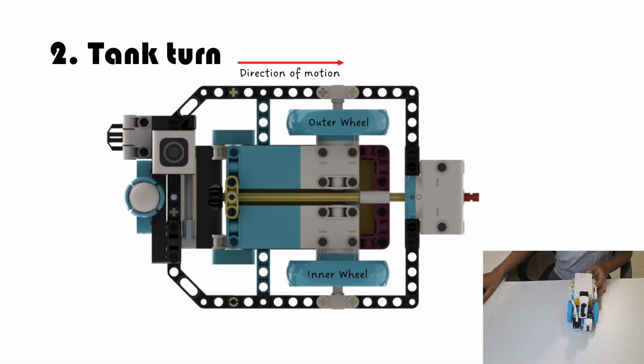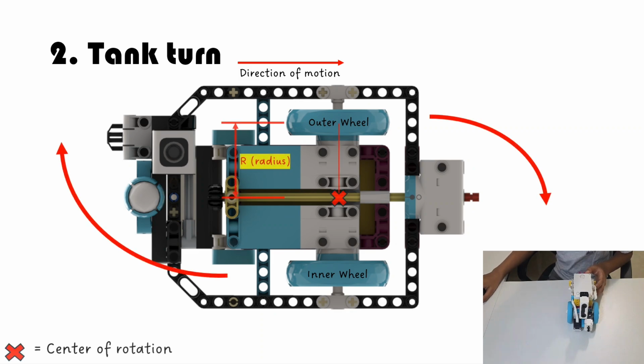The tank turn is when the inner wheel rotates at the same speed as the outer wheel, but in the opposite direction. This means that the center of rotation is at the midpoint of both wheels and causes the robot to spin. And the radius line here is between the middle of the robot, or this blue beam, and the outer wheel.